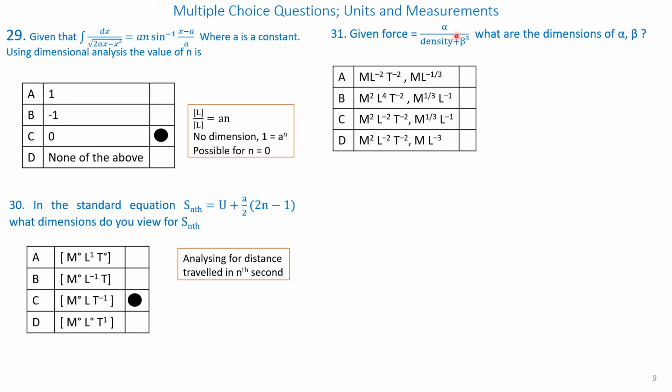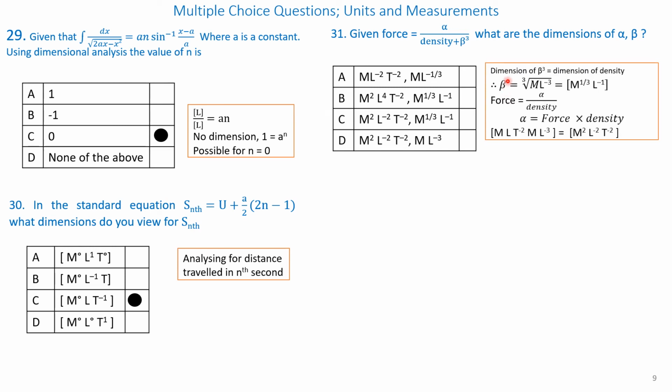Given force is equal to alpha over density plus beta cube. What are the dimensions of alpha and beta? So four options are given. We have to make some analysis. So we will do it. So we know the dimensions of beta cube, that is in the denominator, should be same as density because it is given in the equation. So dimensions of beta cube is equal to dimensions of density. That is beta is equal to cube root of density.